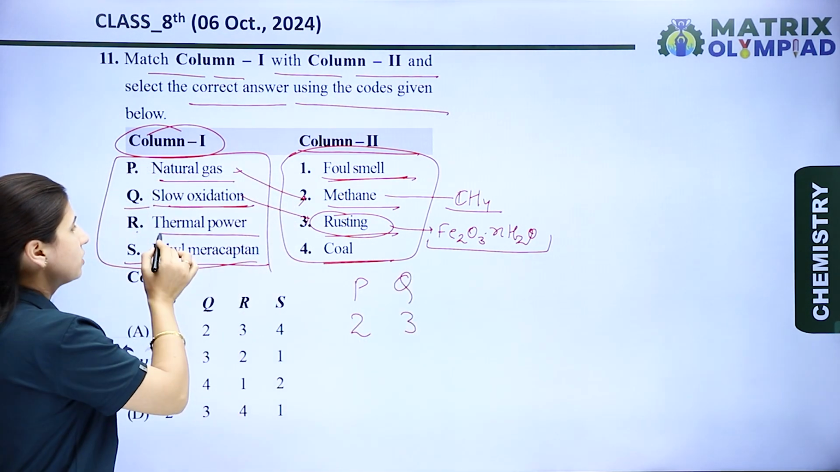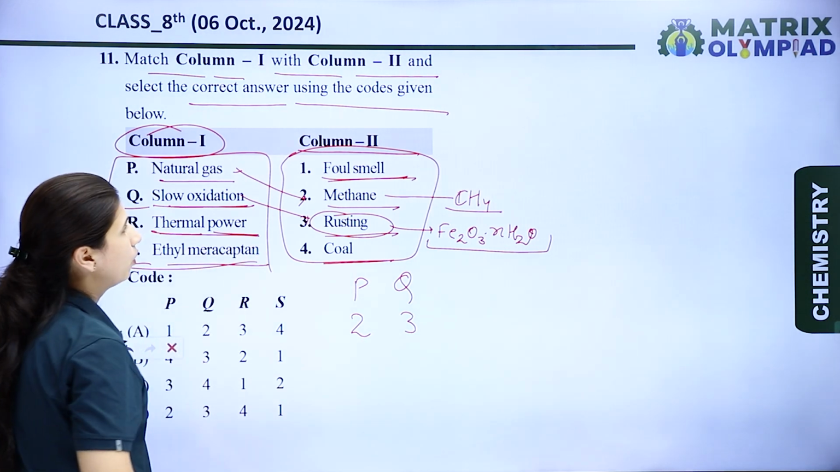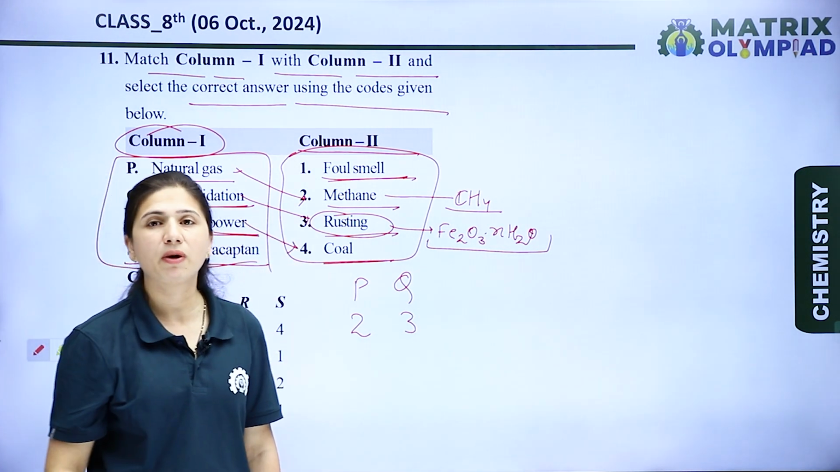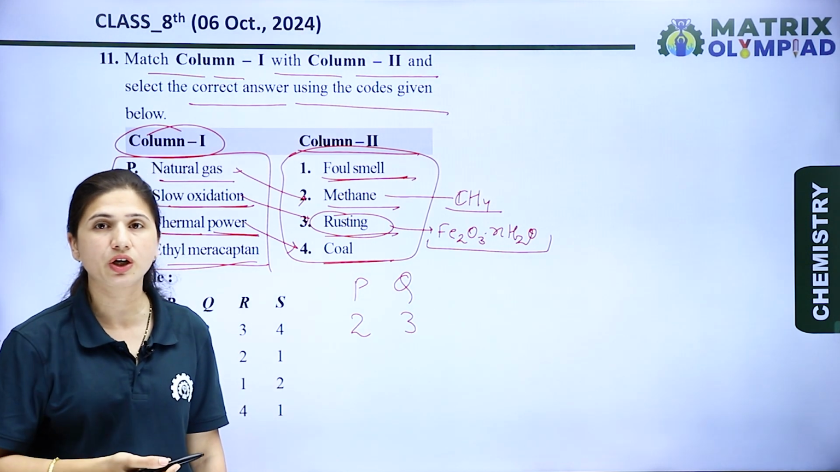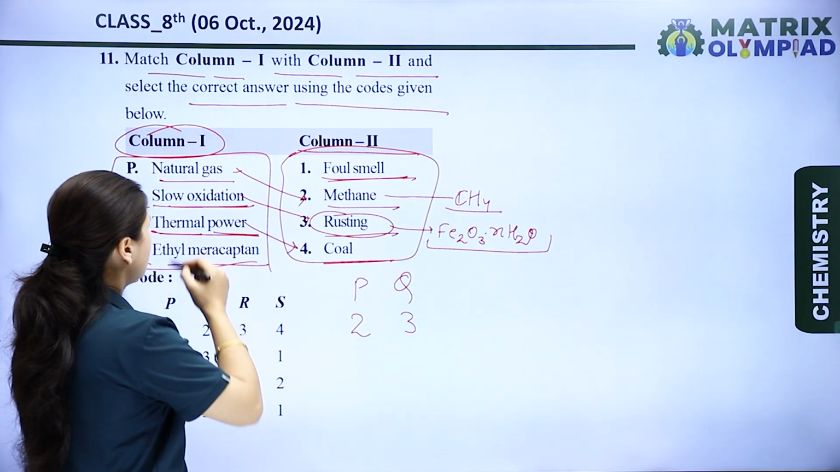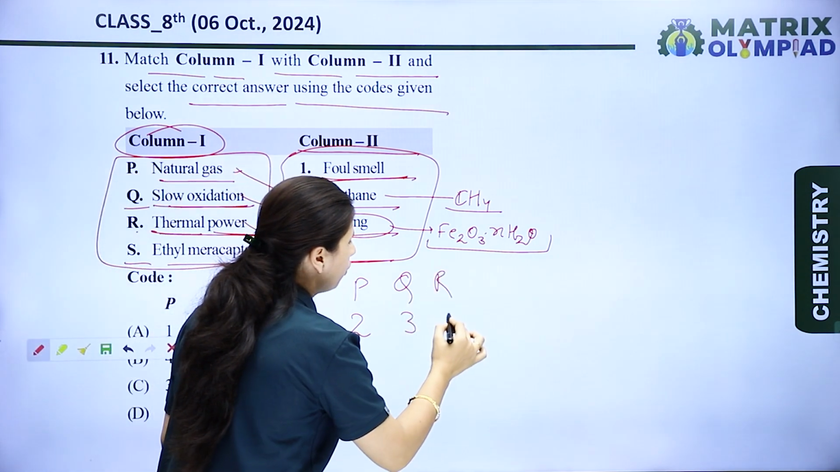Now the next is thermal power. Coal is formed by thermal decomposition of organic substance into coke and coal. So, R is matched with the fourth option.